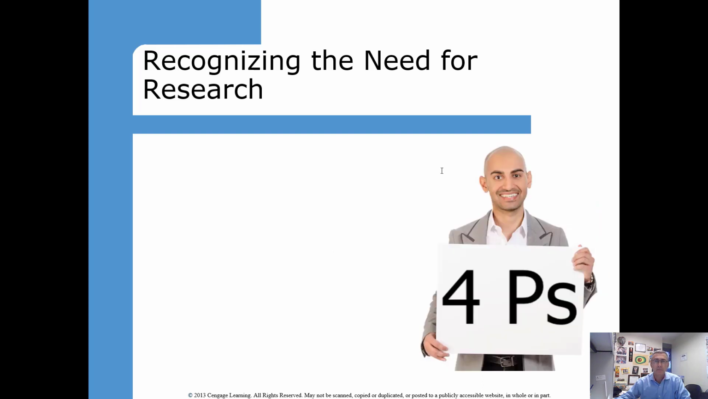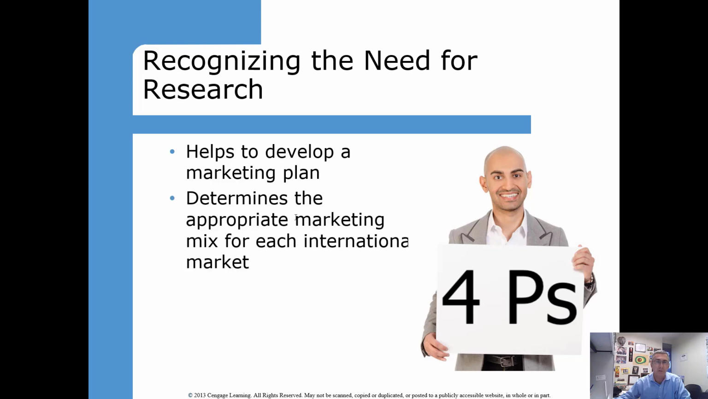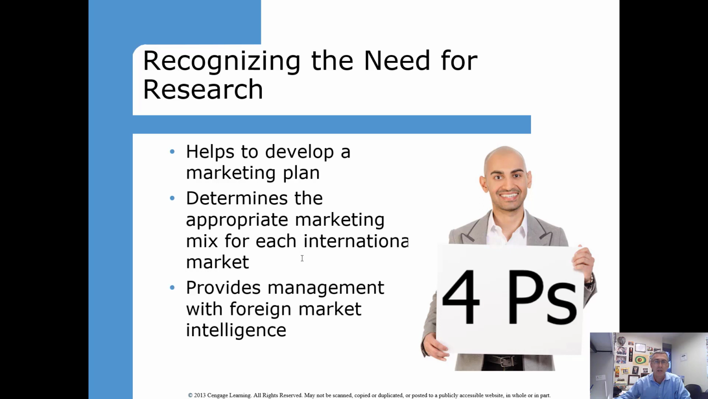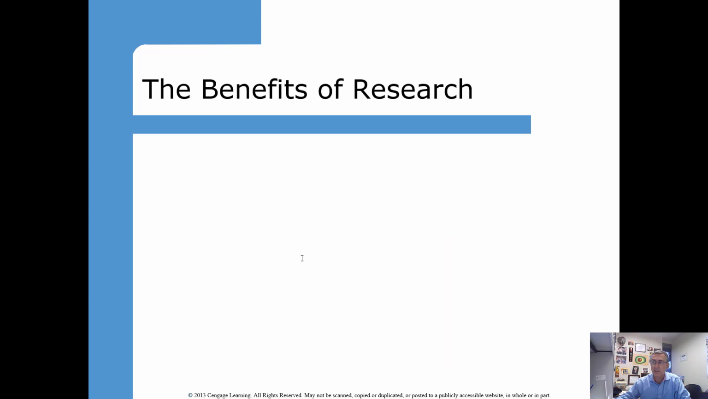All right, recognizing the need for research. So maybe you remember those 4 Ps. Let's see if you can think in your head about what the 4 Ps are again, the marketing mix. Research helps to develop a marketing plan. It determines the appropriate marketing mix for each international market, and provides management with foreign market intelligence. So again, that's one of the key needs there.